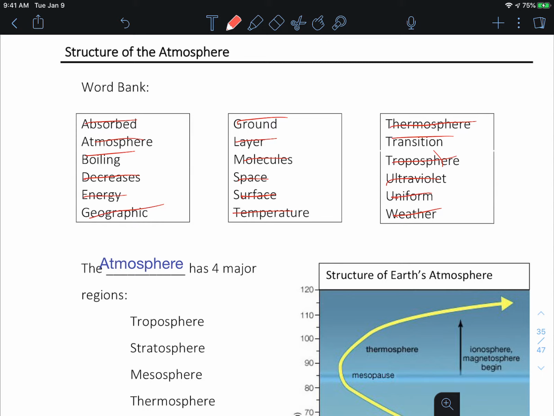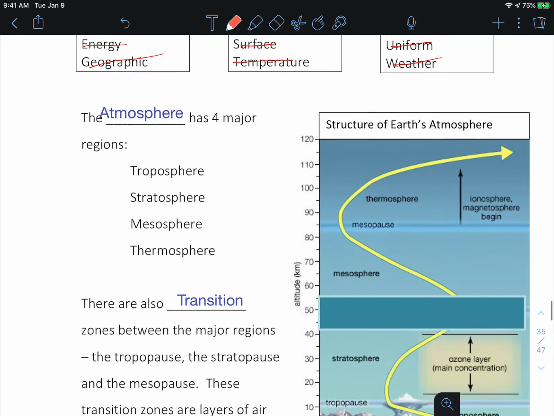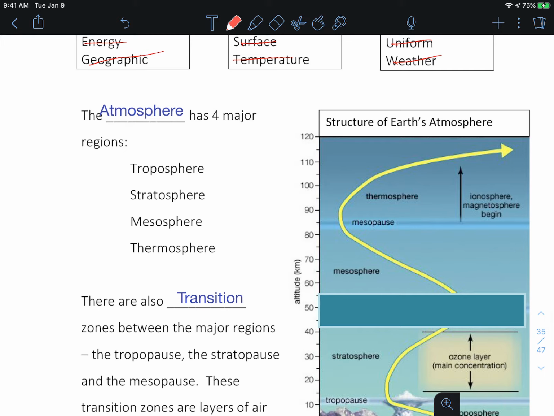Hello everyone. Today we're going to be talking about the structure of the atmosphere lesson in our booklets on weather. Of course, the atmosphere is very important to weather. It has several layers, and some of those layers are more important to weather than others. The four major layers are the troposphere, the stratosphere, the mesosphere, and the thermosphere. You can see those laid out for us on the right.